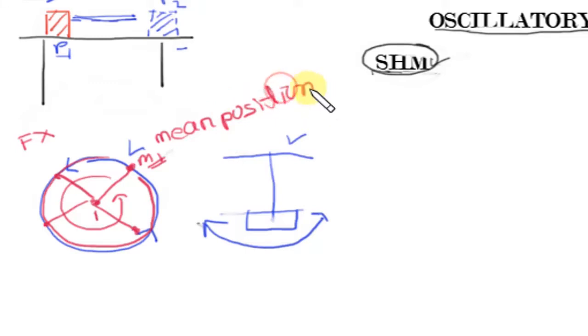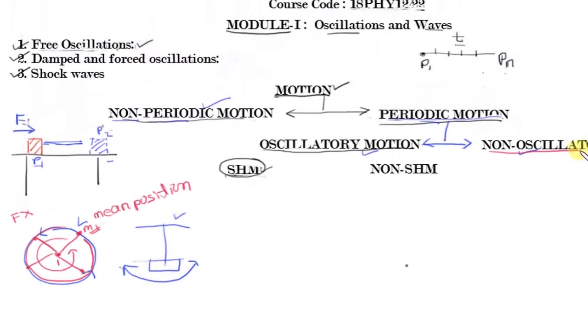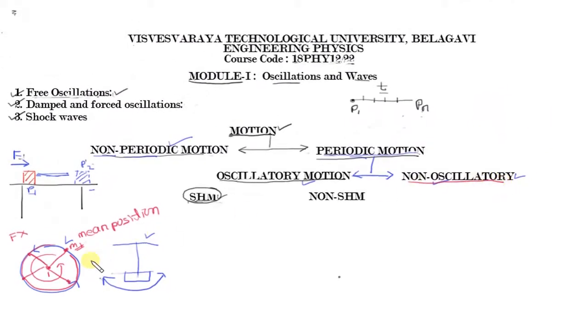So circular motion is the best example for non-oscillatory motion, because whenever we stop applying force, the object will never stop at a single position every time. It may change its position. The stopping position will change. That's why there is no mean position for a circular motion. This is the best example for non-oscillatory motion.